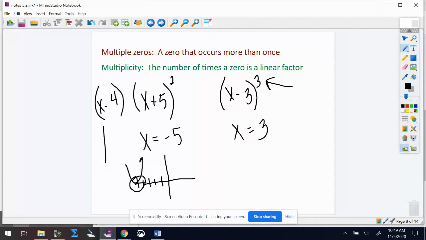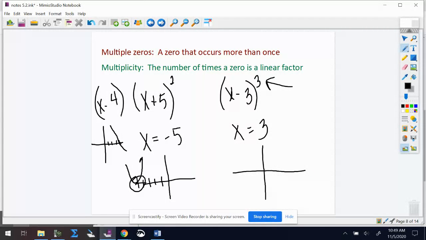If it's once, let me kind of give you a picture for each one. So this one, 4 is a single solution. So what that means is your graph is actually going to go through the x-axis at 4. So it's not going to bounce off of it, it's going to go through it. If it's there twice, it's going to bounce off of it. If it's repeated 3 times, which is not very common, so I don't want you to think you're going to see this a lot.